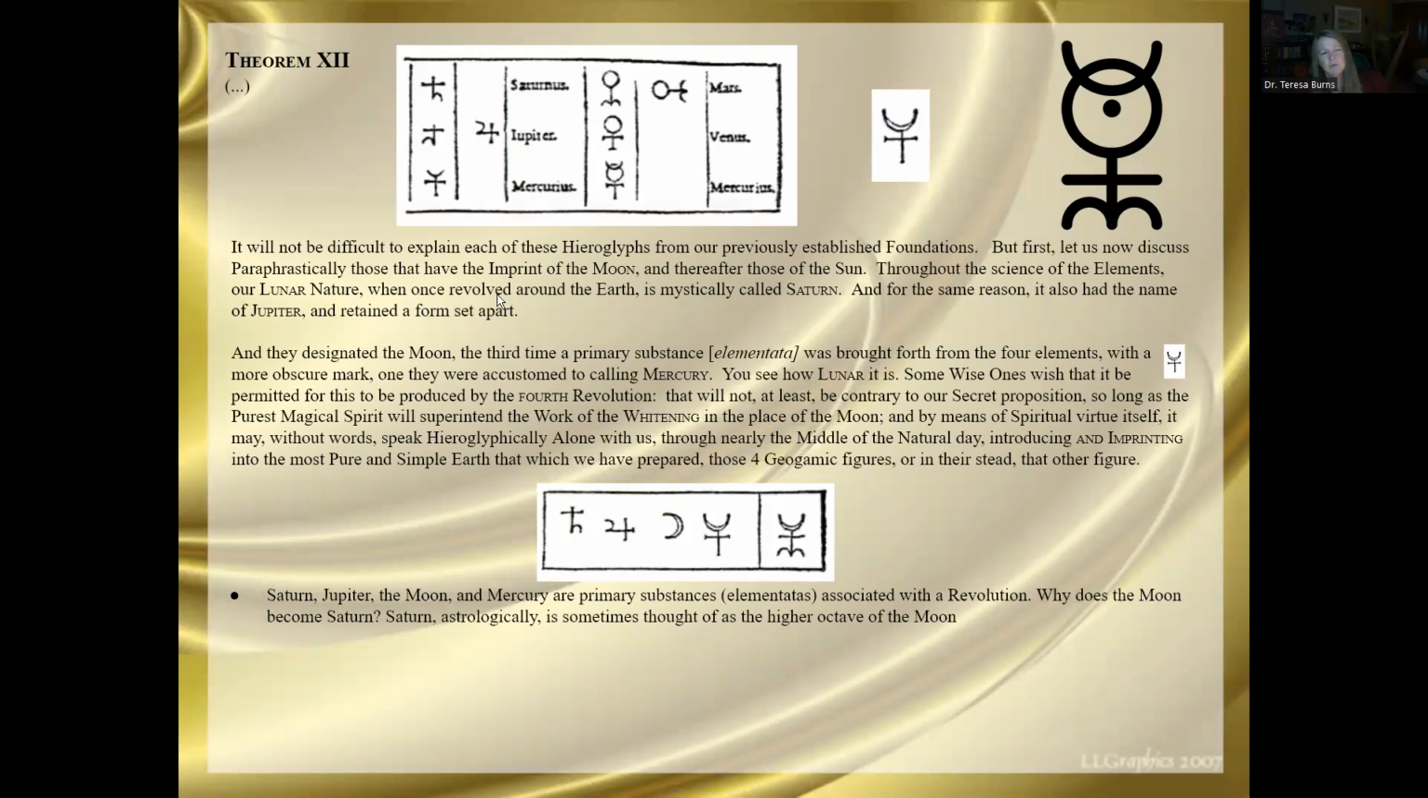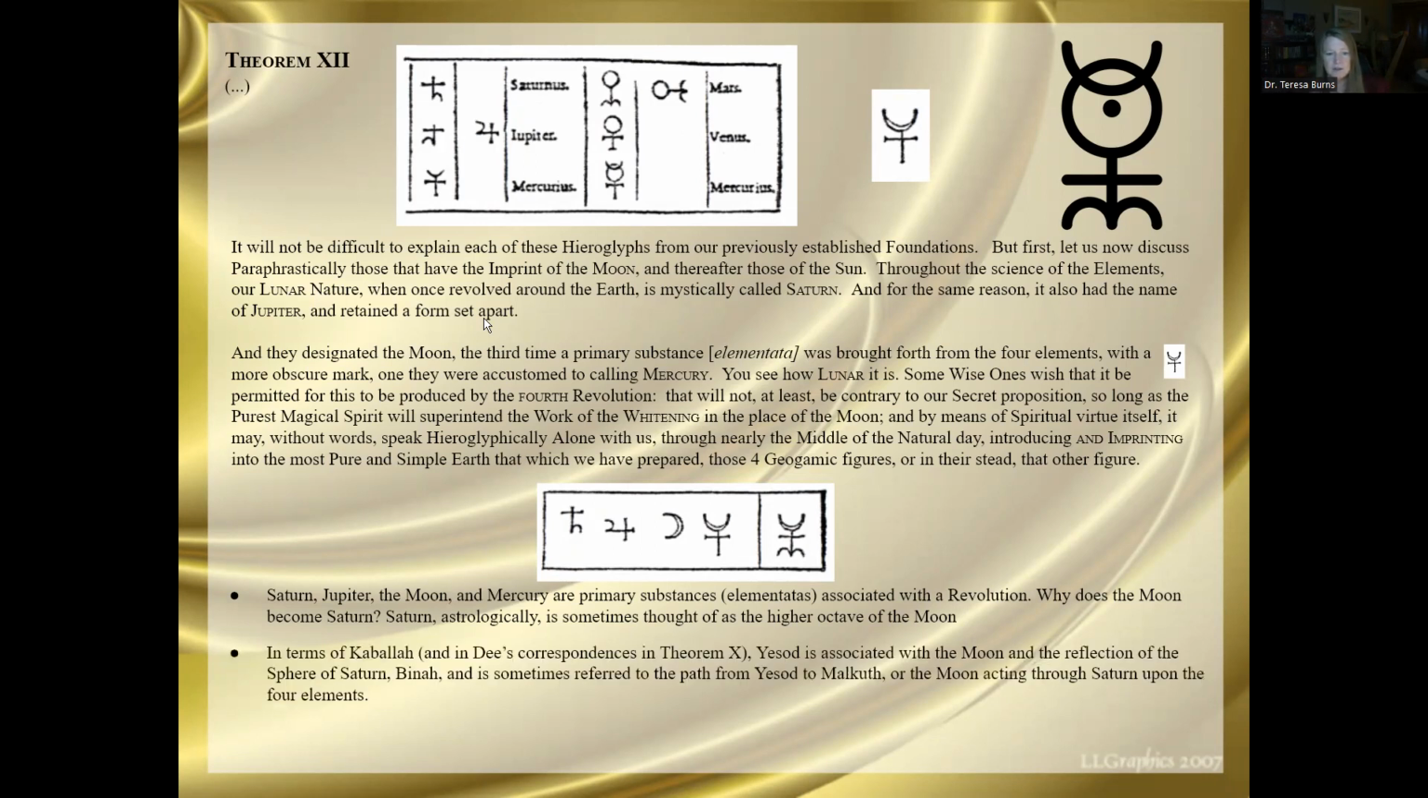Throughout the science of the elements, our lunar nature, when once revolved around the earth, is mystically called Saturn. Well, this is our lunar nature. Our lunar nature would actually be referred to a sephira, right? To Yesod, which is the moon. It also reminds us of a few theorems back when the moon is looking up at the sun, when we flipped the monad. Saturn astrologically is sometimes thought of as the higher octave of the moon, but more importantly, in terms of Kabbalah and in terms of Dee's correspondences in Theorem 10, Yesod is associated with the moon and the reflection of the sphere of Saturn, Bina. And it is sometimes referred to the path from Yesod to Malkuth.